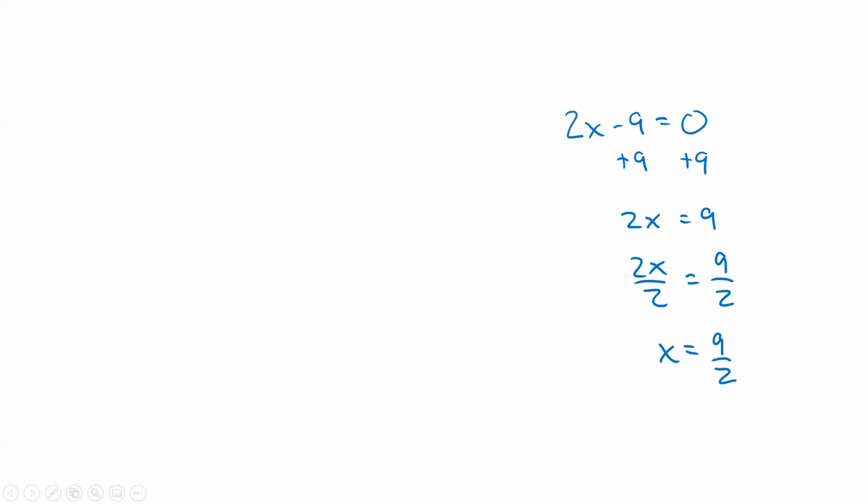So we know 2x minus 9 equals 0 is an equation we can solve. It's a linear equation, and it's a linear equation because the x is raised to the first power. Okay, but what if we change it? What if instead of multiplying by 2, I raise x to the second power?